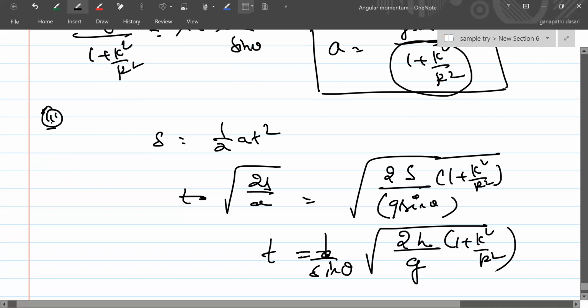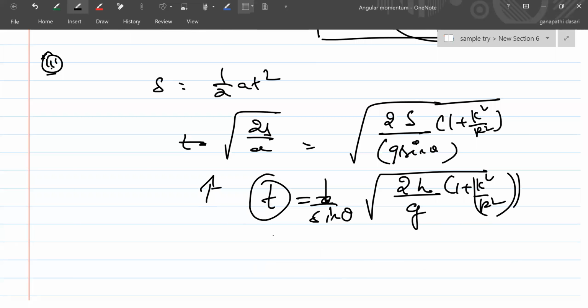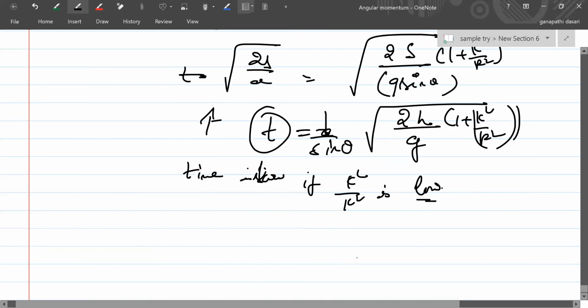If k square by r square is there, that means if rotational component is higher, so what will happen? Time will be higher. It will take more time to come down. That means reverse. Velocity will be highest if k square by r square is lowest. Acceleration will be highest if k square by r square is lowest. So if acceleration and velocity are highest, it will come very quickly. That means time is the lowest. Time is low if k square by r square is low. If time is high, time taken will be high if k square by r square is high. That's what I want to say.